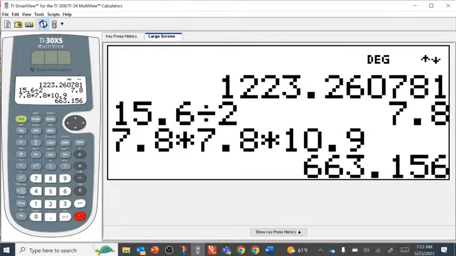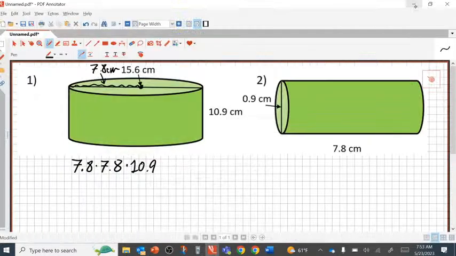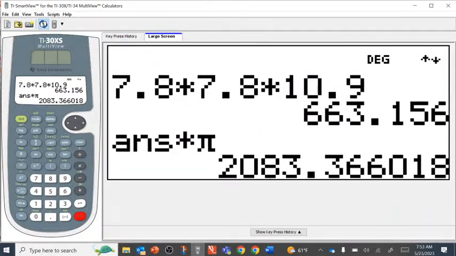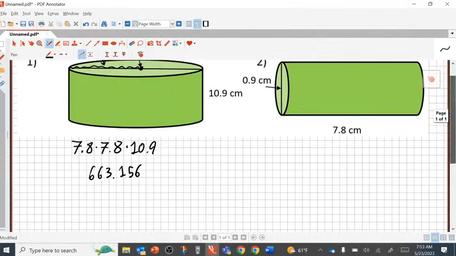And that's 663.156. Now, we're not quite done with it, though. We need to do something with that in order to find the volume. That's definitely important. But what am I going to do with that, Gwen, to find the actual volume of that thing? We've got to multiply it by pi. And I recommend your calculator's button for pi because that's going to be the most accurate. So I get 2083.366.